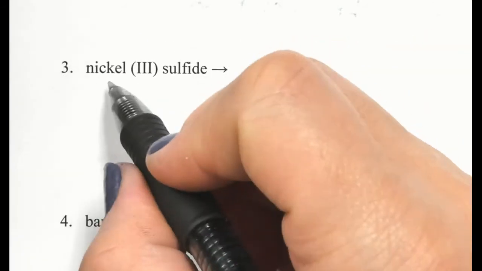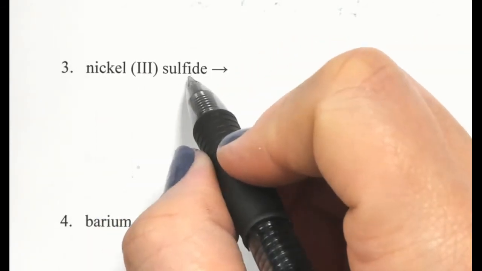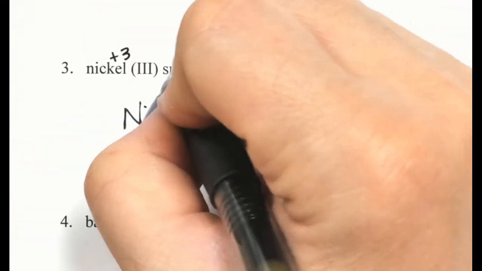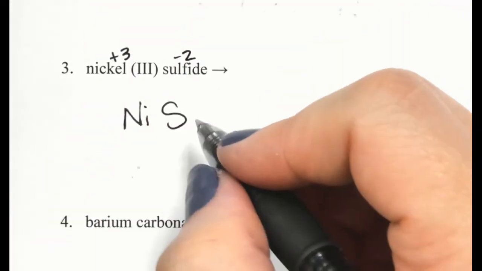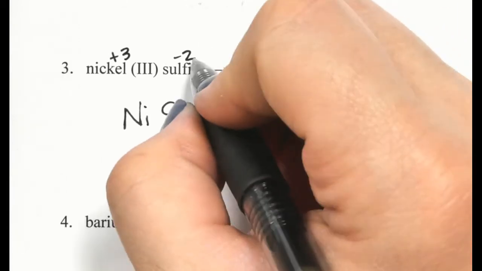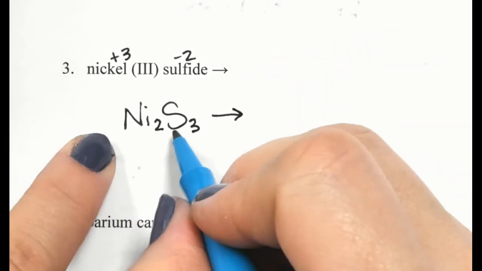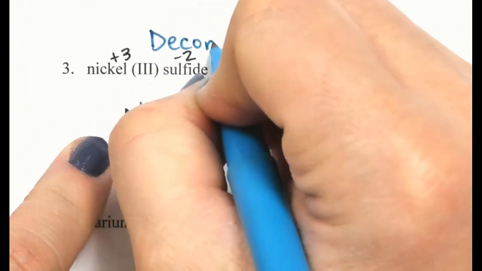So let's translate this one first. Nickel 3 sulfide, that's a compound. Nickel is Ni, sulfide is S. Nickel Roman numeral 3 has a +3 charge, and sulfide is a -2 charge. When I crisscross, this means I need a 2 there, and that means I need a 3 there. And then I'll draw my arrow. So because we have only one compound to start and nothing else, this is a decomposition.